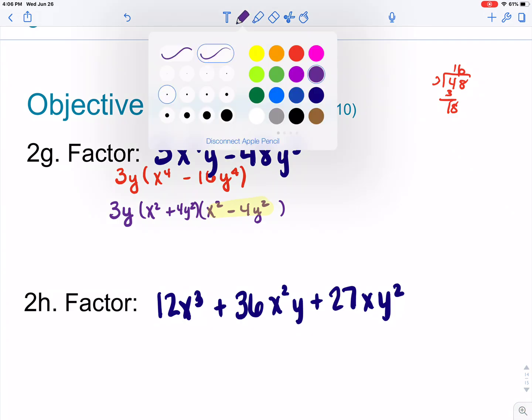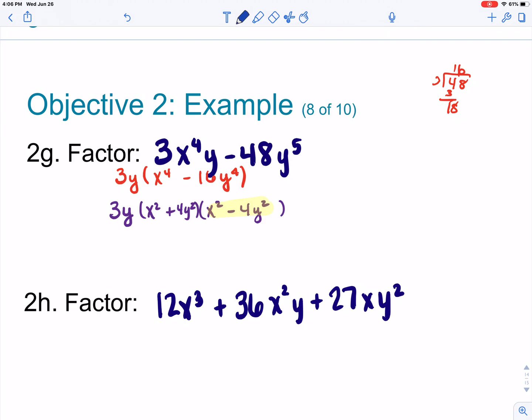So I'm going to grab my pen here again. 3y times x squared plus 4y squared. Then I'll break down that back one. So here's my 2 parentheses, x and x, plus and minus 4y squared. So to me that's going to be 2y and 2y. And that would be my final answer.